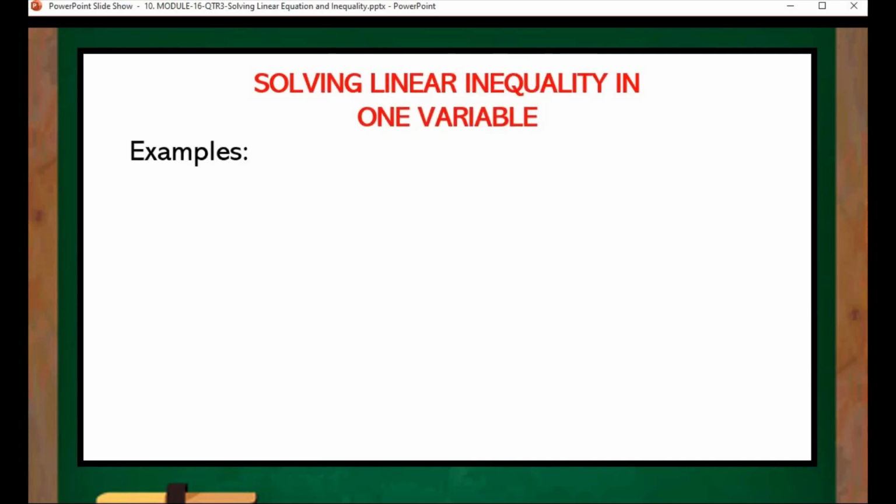Almost the same yung kanyang way of solving. But it so happened, when you say linear inequality, hindi na tayo gagamit ng equal sign. Ano na yung ginagamit natin? Siyempre, yung mga linear inequality symbols. Okay, let's have the number 1.